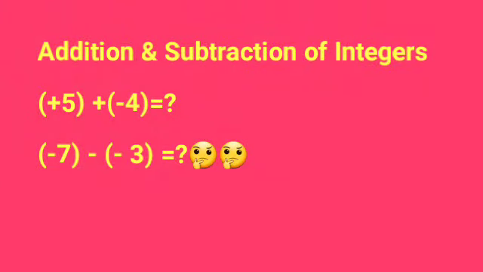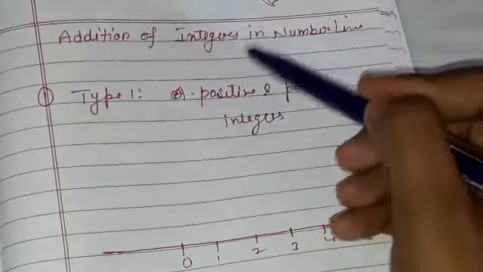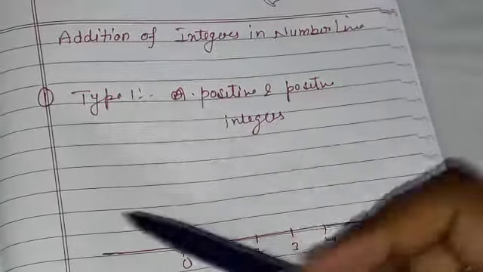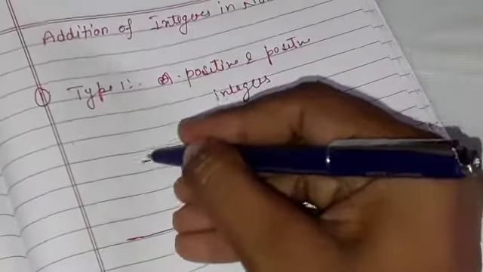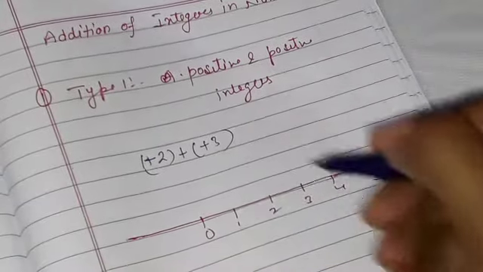Class, our next topic is addition of integers in number line. So class, for addition there are three types of addition. First type is addition of positive and positive integers. Suppose I am taking the example of plus 2 plus 3.